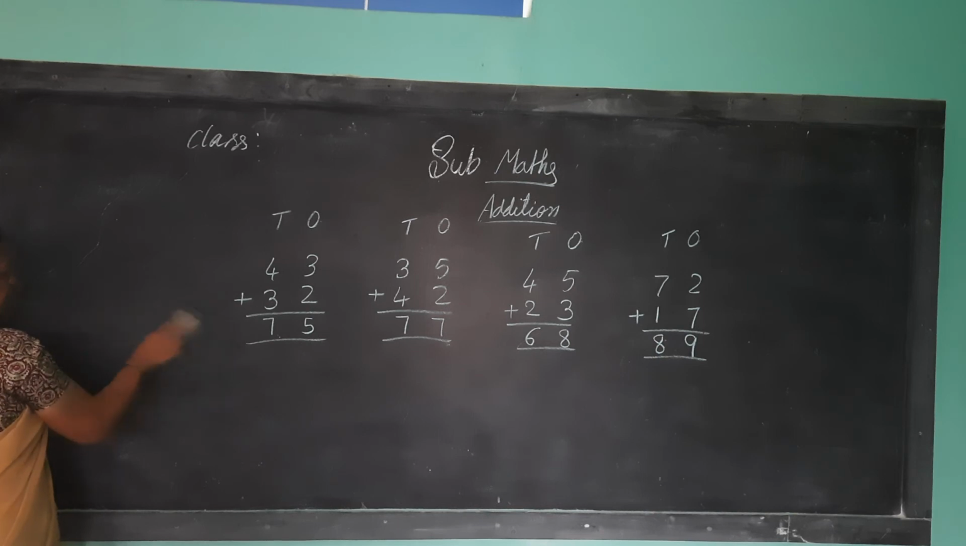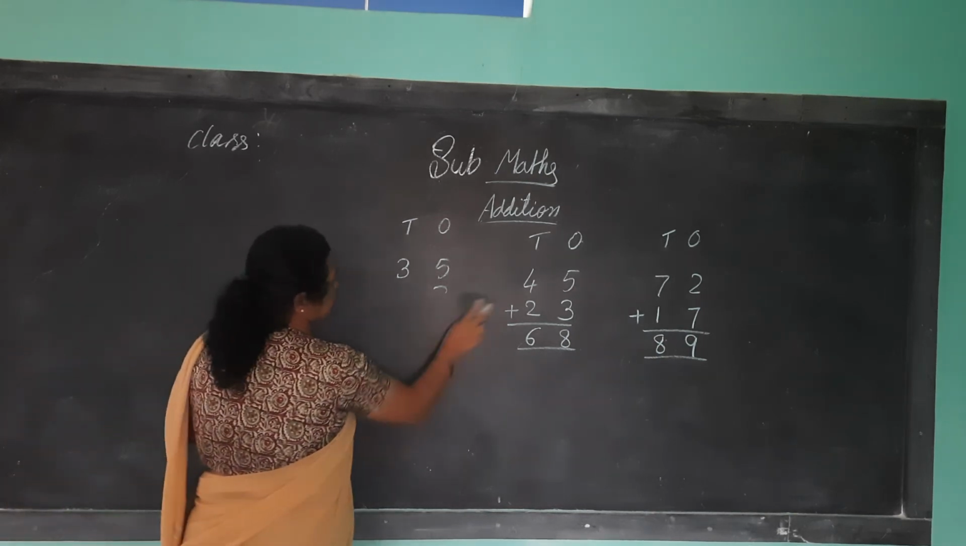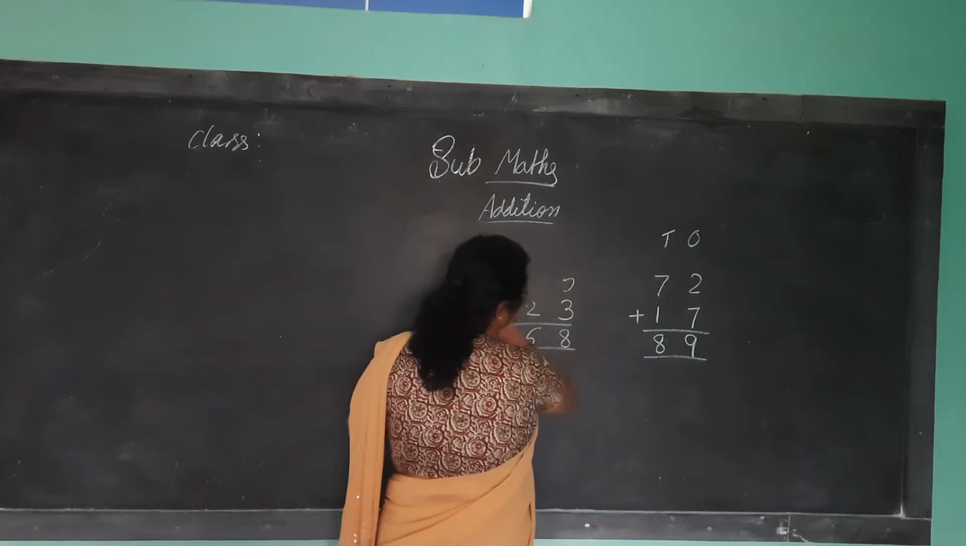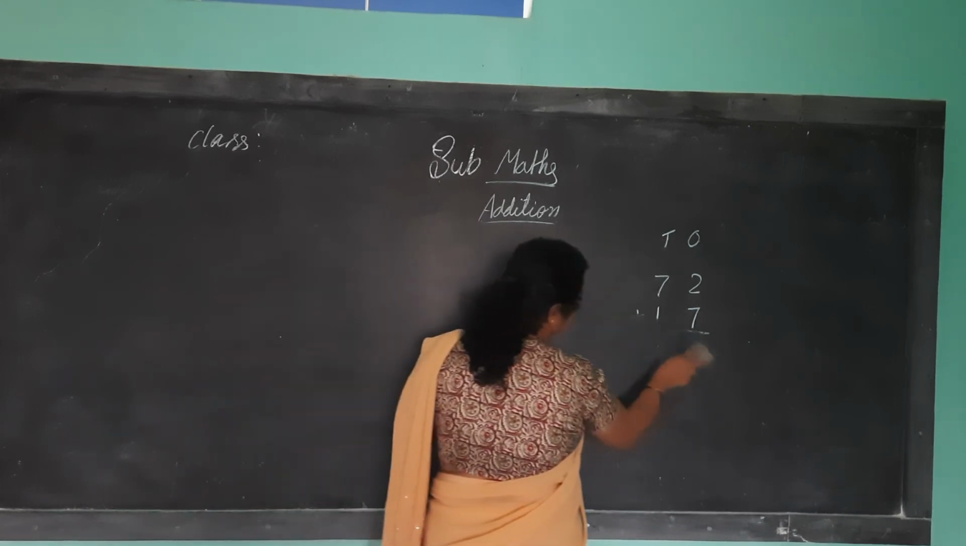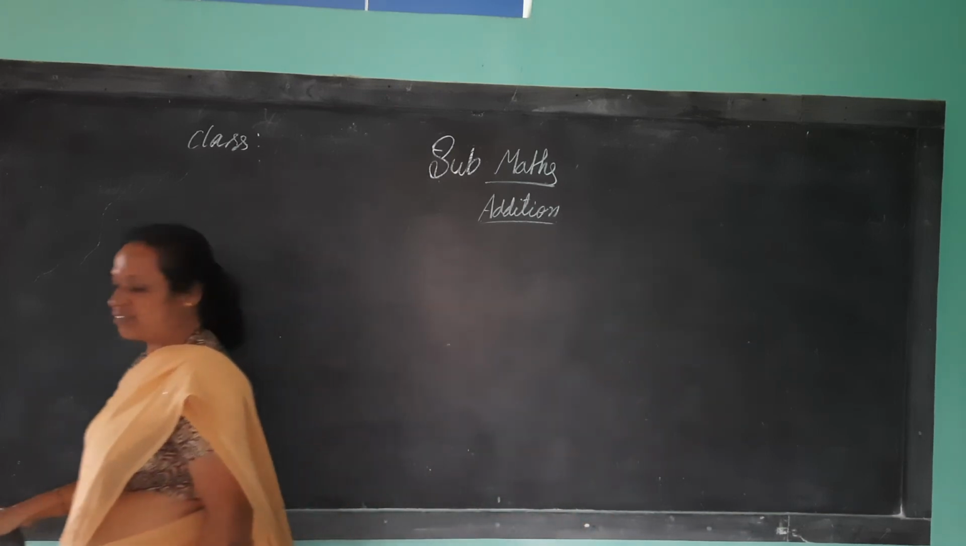Okay children, next class we can continue. Okay. What have we learned today? Addition on the number line, adding single digit numbers, and we are adding 2-digit numbers.